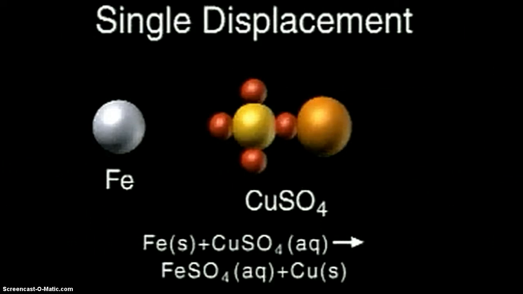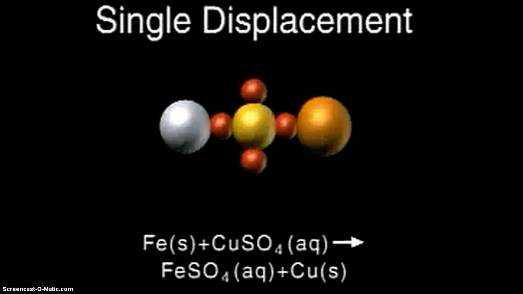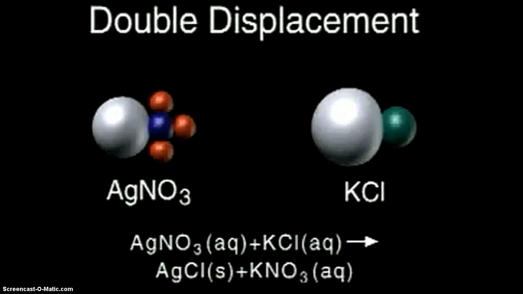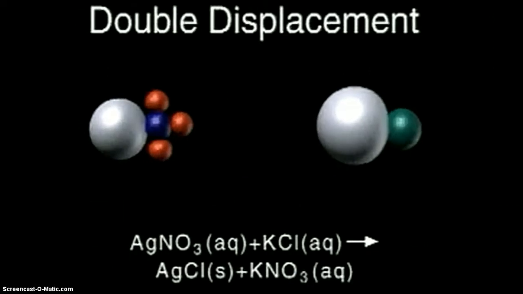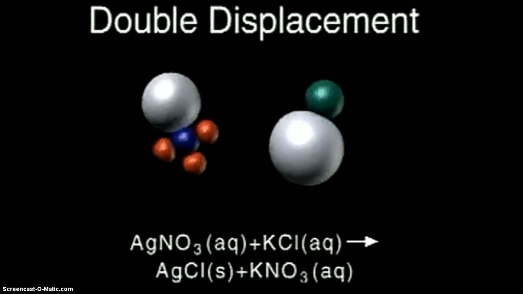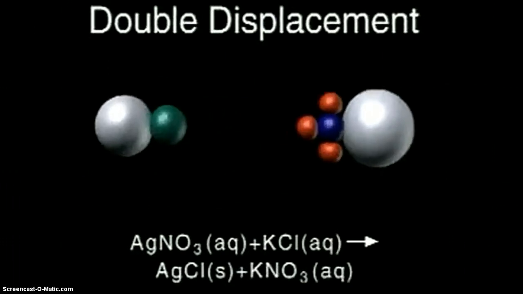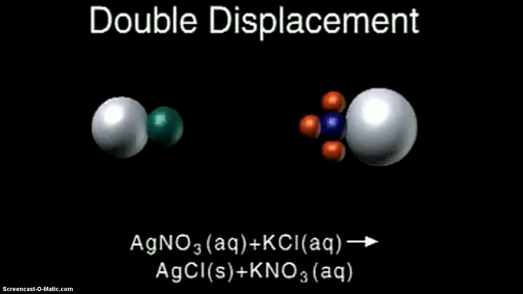Single displacement or replacement: here we'll see iron come in and kick copper out. So we have an element switch, and that's most common amongst the metals. Here we see the double displacement, and this is like a double switcheroo. Silver's with nitrate, potassium's with chlorine. Well, they're going to switch. Silver is now going to go with chlorine, and potassium is going to go with nitrate. That is what we call a double displacement or double replacement.